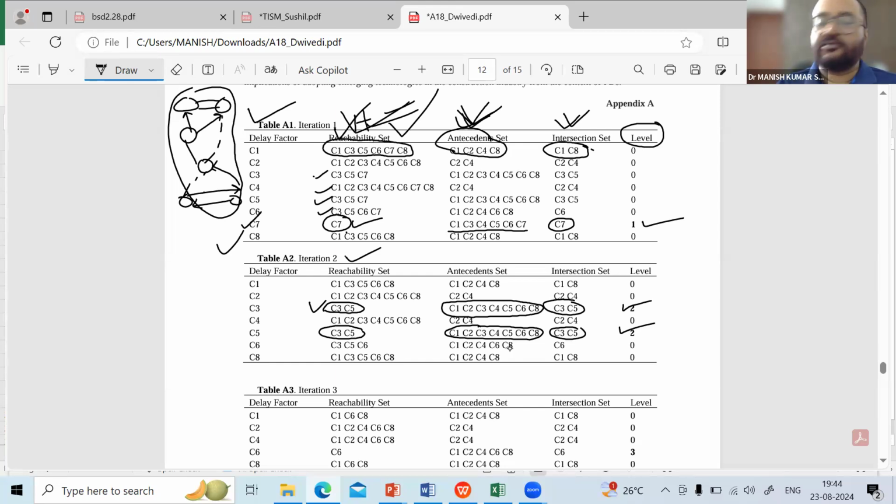So like this, we do the third iteration so that every member is covered. What we do in the third iteration is remove this C7. After completing this, C7 will be removed.